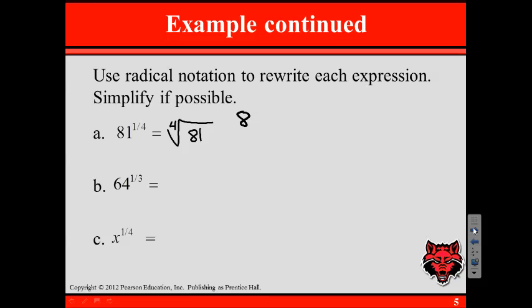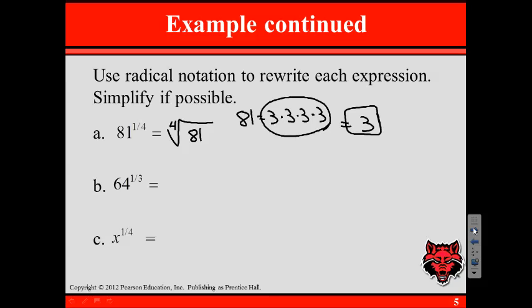So we take 81, and its prime factorization is 3 times 3 times 3 times 3. The index indicates any groups of 4 identical factors, and we just happen to have 4 identical factors. So the 4th root of 81 is 3. Let's try the same thing with the next example.